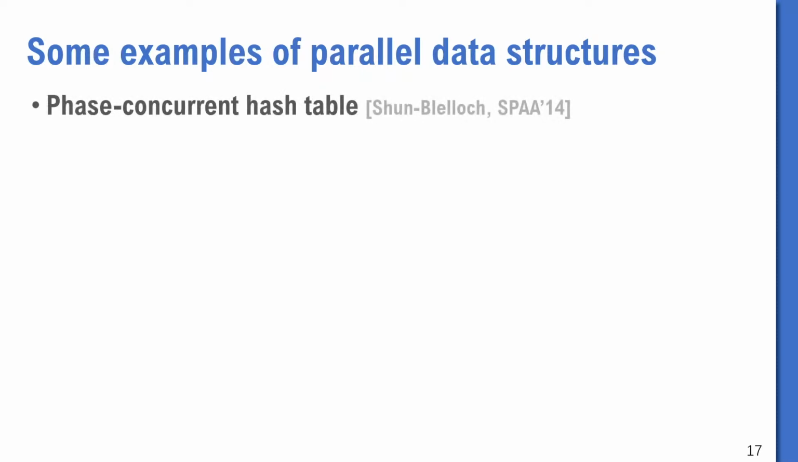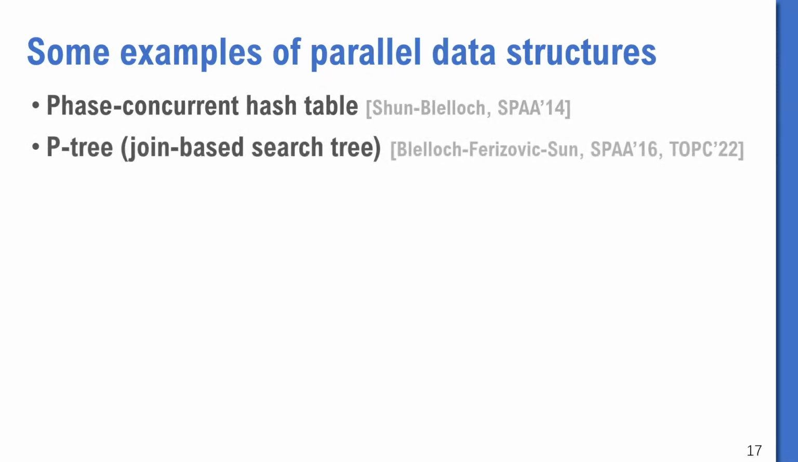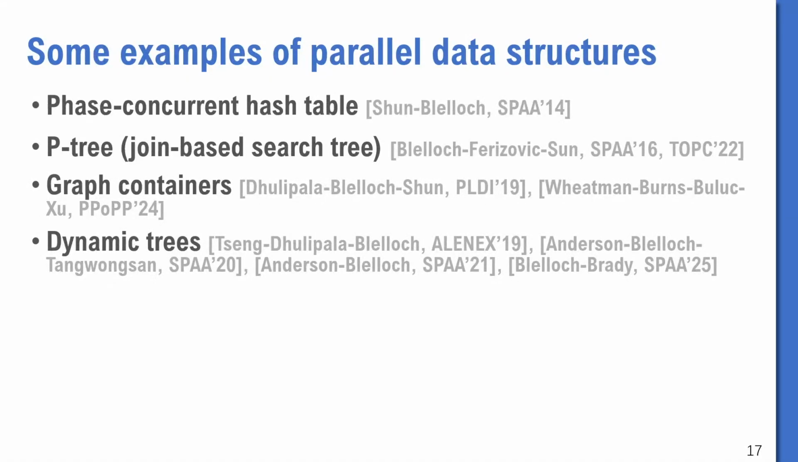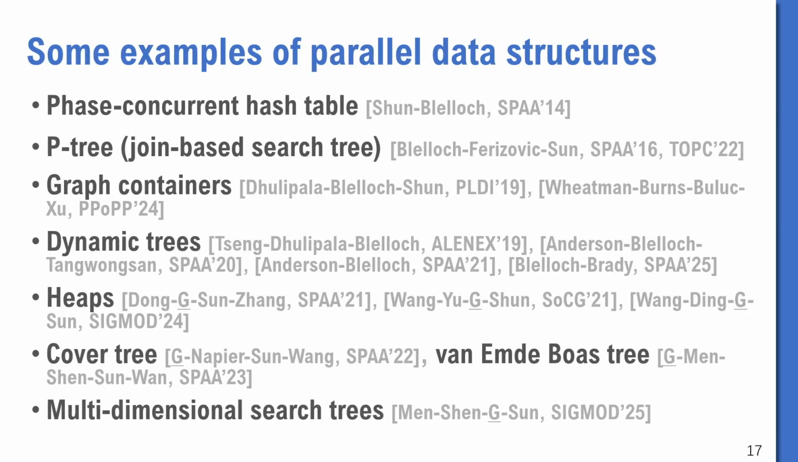It's in SPAA 14. After that, I don't know how many of you know the P-tree, which is probably one of the most well-known parallel data structures. That is for 1D search trees. And there are a lot of others, and some of them I've been working on. This is a very short list. I know a lot of you sitting in this room have contributed very cool ideas to parallel data structures. In today's talk, I only have time to talk about one of them: multidimensional search trees and the KD tree.